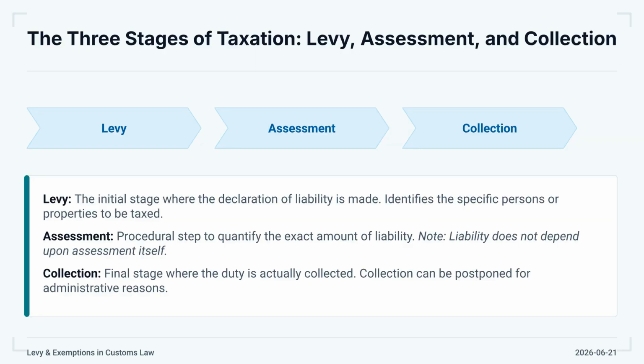For administrative convenience, collection may sometimes be postponed. Think of it like a restaurant bill. Deciding you must pay is levy.